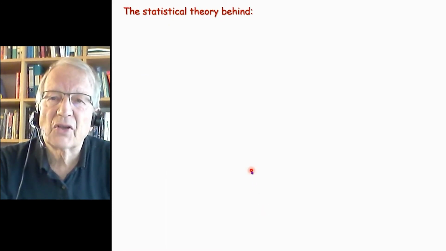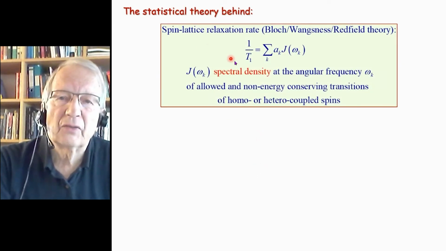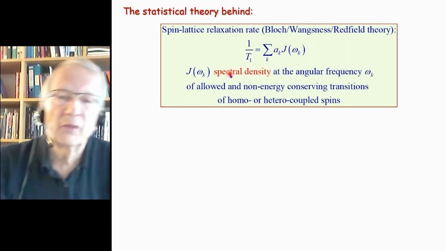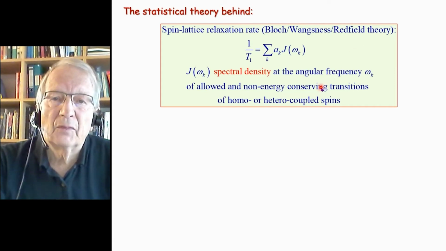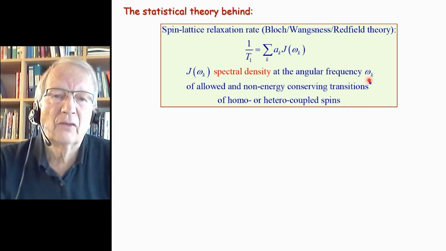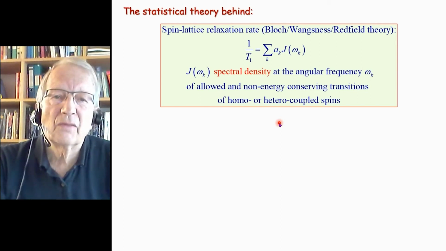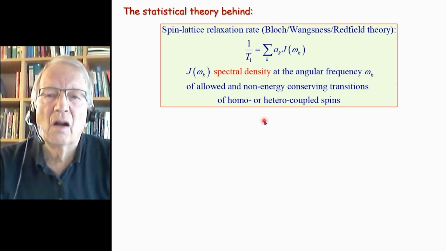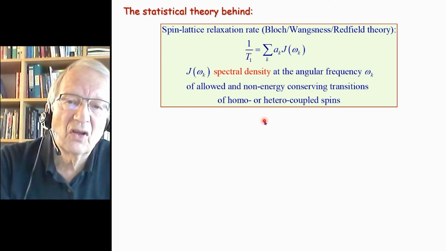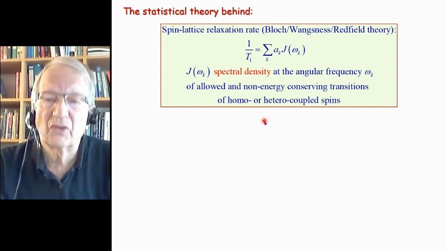Now, the statistical theory behind. As you may know, the spin's relaxation rate is a linear combination of spectral densities according to the Bloch-Wangsness-Redfield theory. And the spectral density has to be taken at angular frequency omega sub k. These are the allowed and non-energy conserving transitions of homo or heteronuclear spins. That is, single or double quantum transitions, or in the case of heterocoupled systems, also zero quantum transitions.